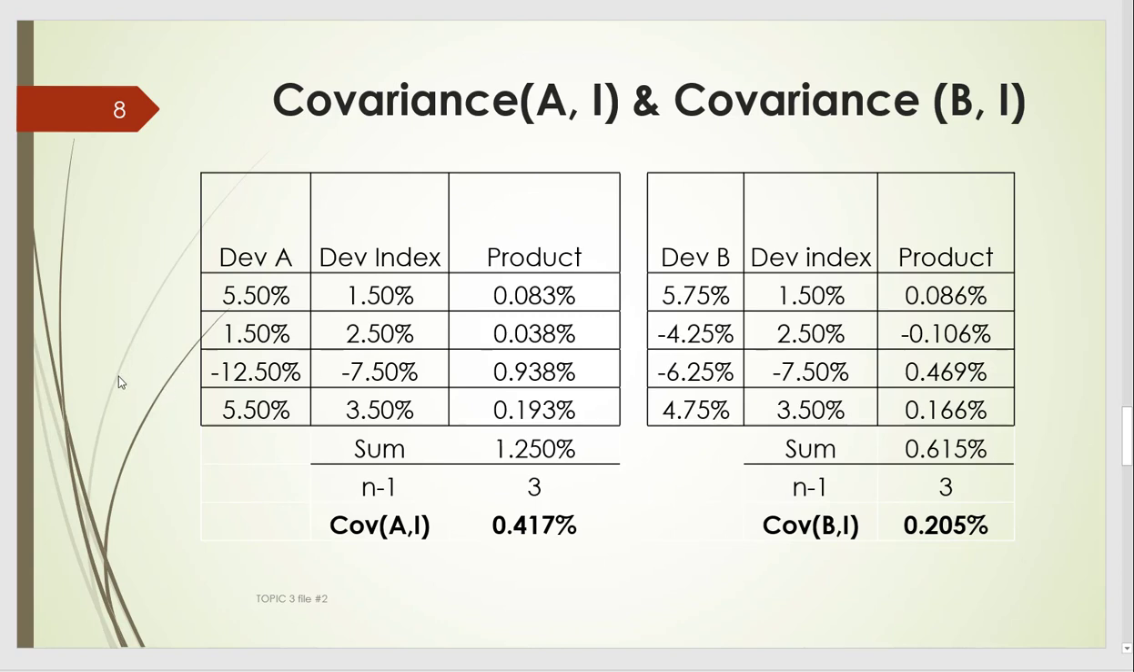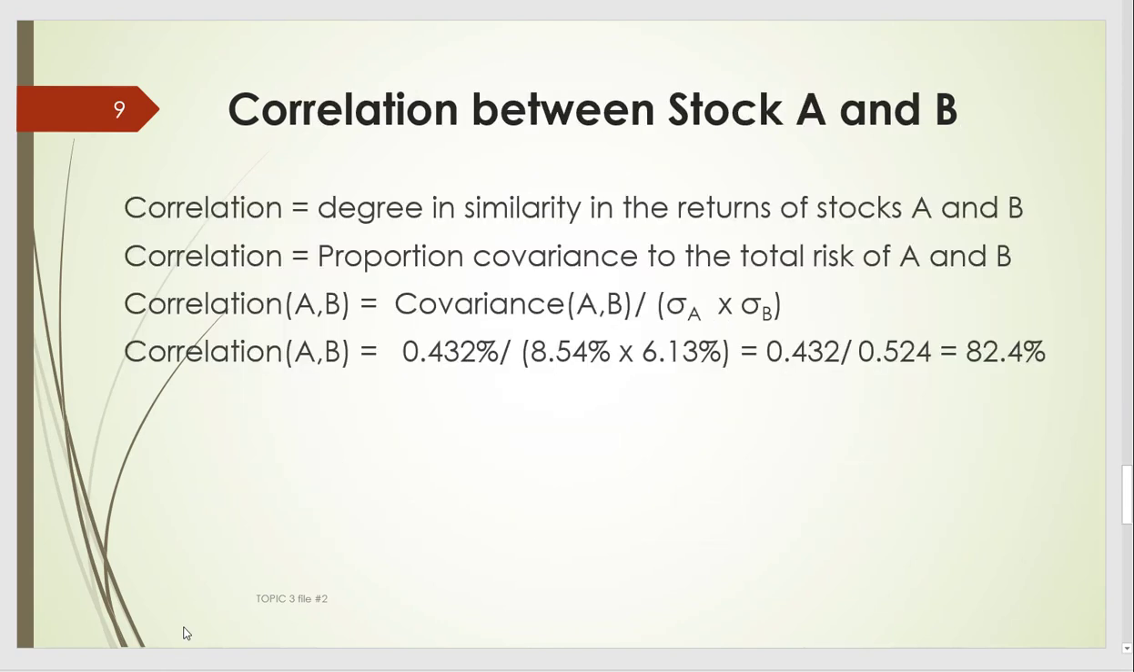So we'd like to know what percent of the total risk is related to systematic risk, and that's correlation. So we can think of correlation as the degree of similarity in the returns of stocks A and B, how similar they move over time. The correlation is simply the proportion of covariance of the risk to the total risk of A and B. So we can see it as like 20% of the total, 50% of the total. Obviously it can be 100% of the total.